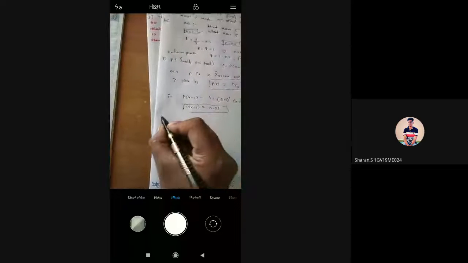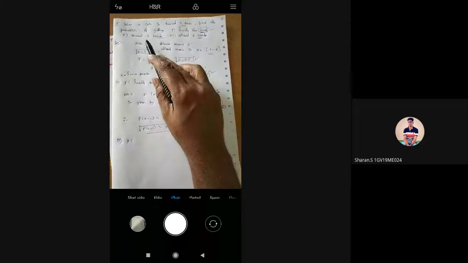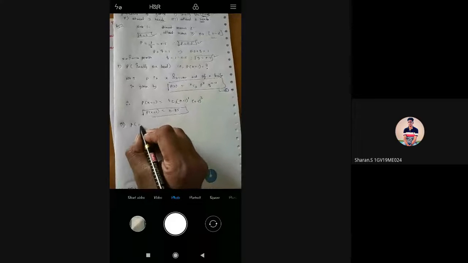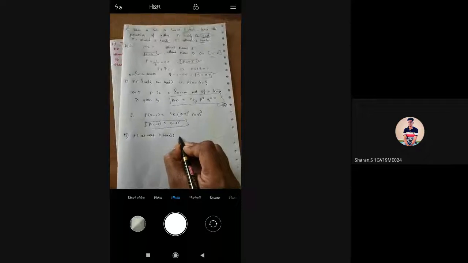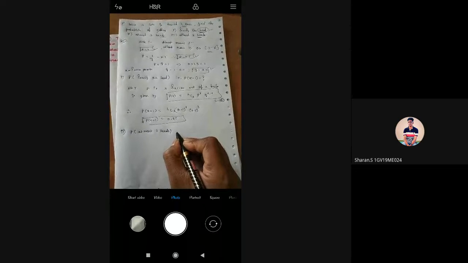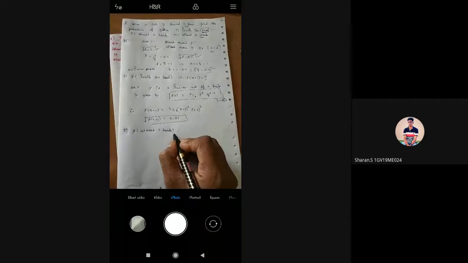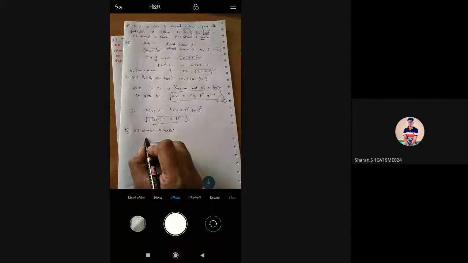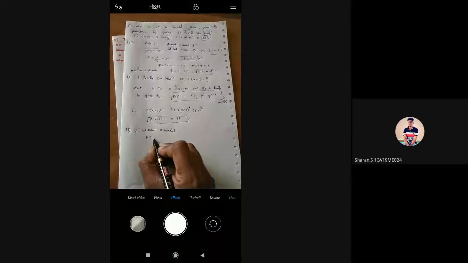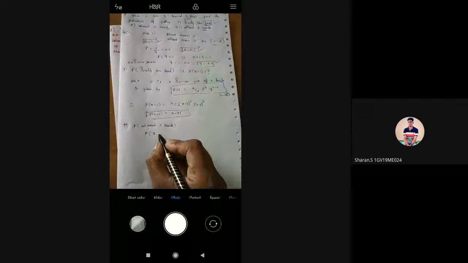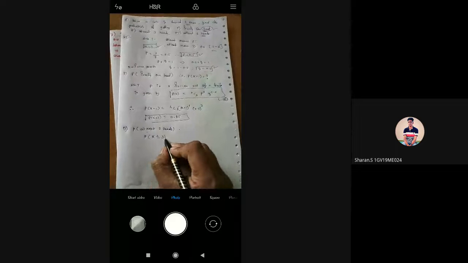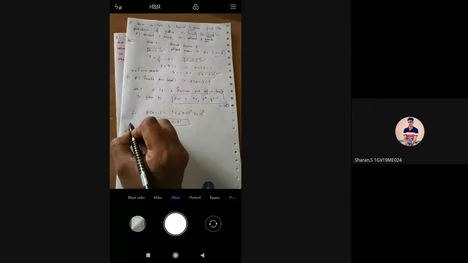Next, second case: probability of getting at most 3 heads, that is P of x. At most means, what is the symbol we need to use? Less than or equal to. So x less than or equal to 3. So less than or equal to 3 means, what is the maximum number we have? The maximum number is 4.